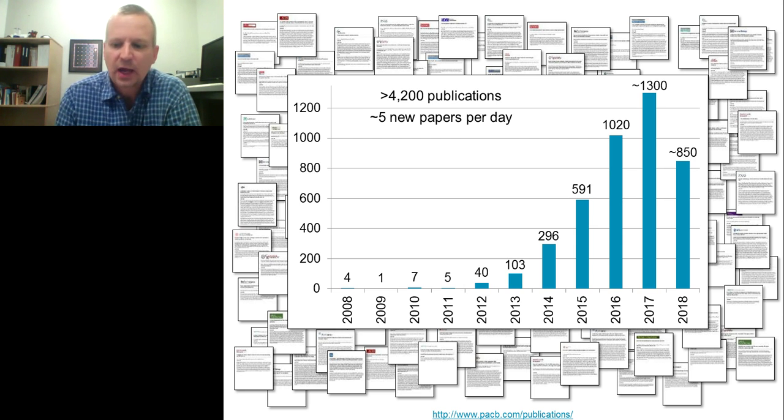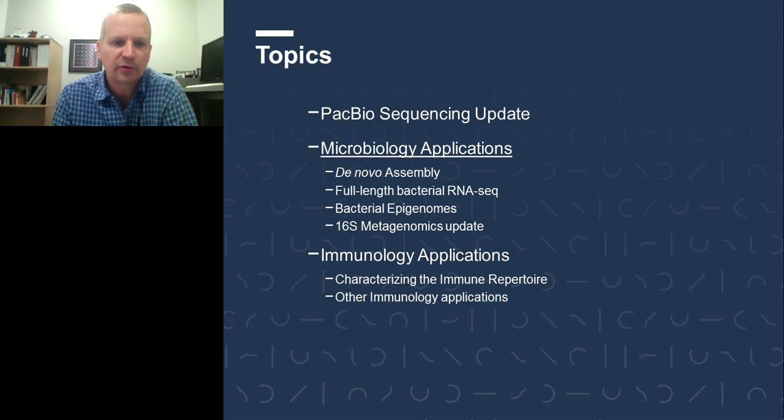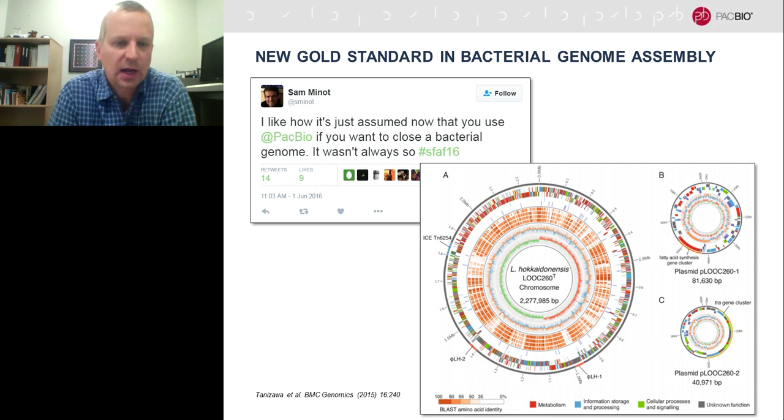And so what I'd like to do today is illustrate some published and some of them unpublished results on how this is being leveraged in the areas of microbiology and immunology. So starting with microbiology applications, one of the main use cases today is microbial genome assembly, de novo assembly.